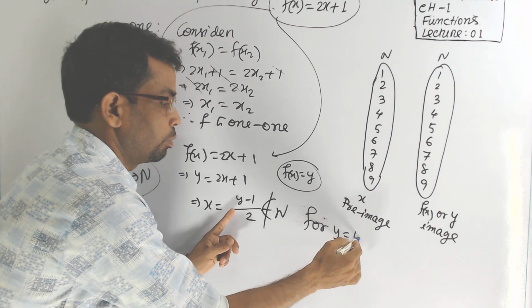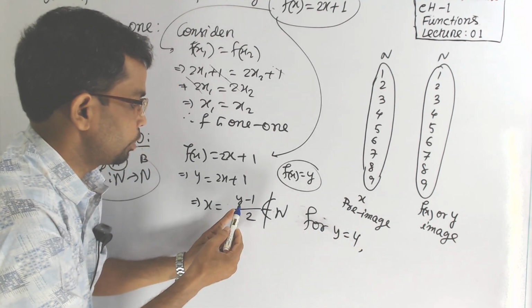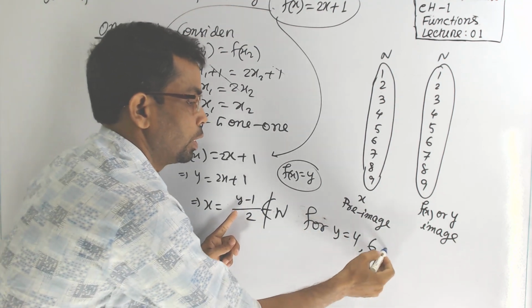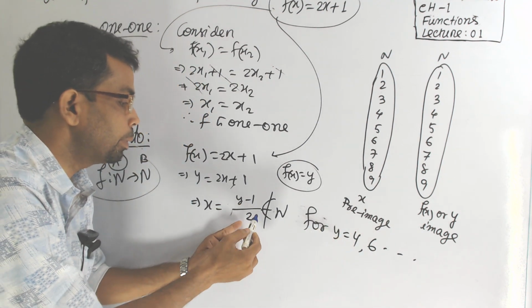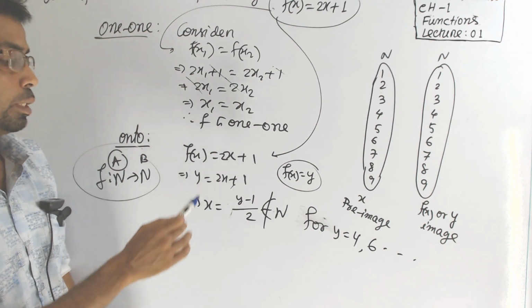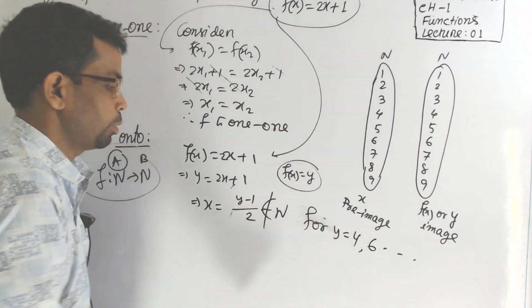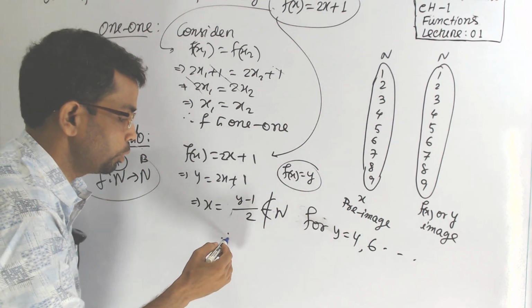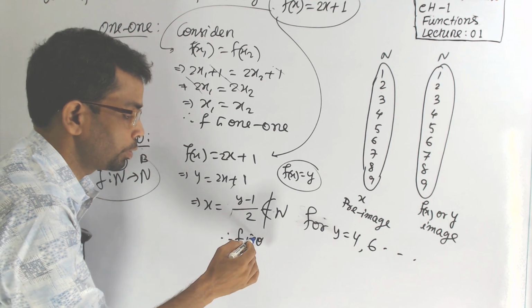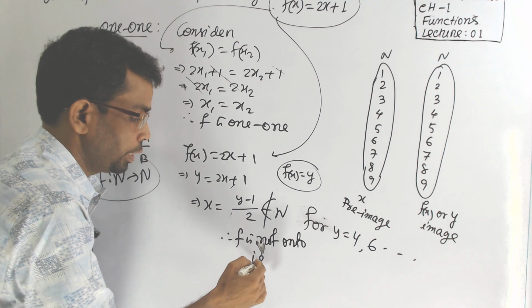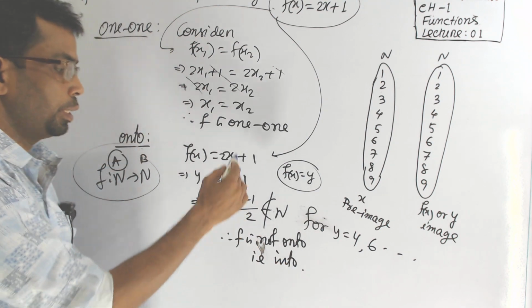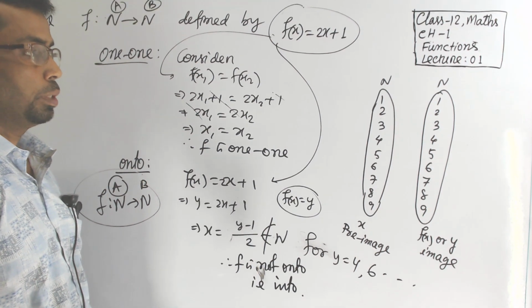For y equal to 4, and many other numbers I can show, even for 6 also, this expression will give a number which is not a natural number, and we can understand this from the diagram also. Since it does not belong to A, we can write that the function is not onto, that is, an into function.